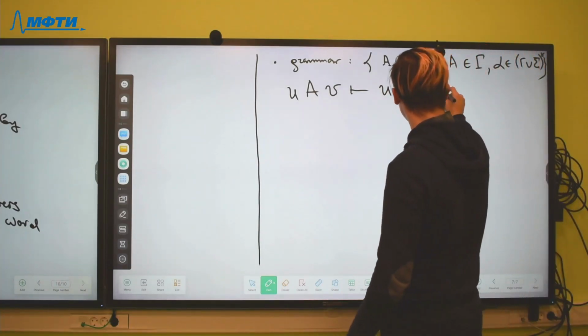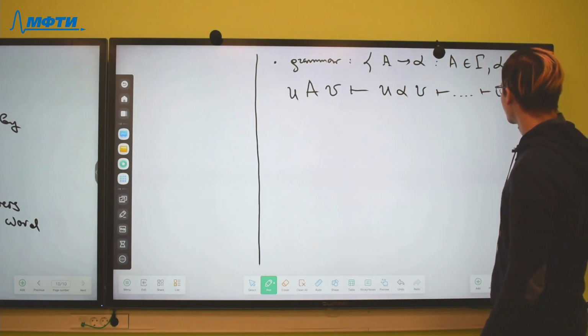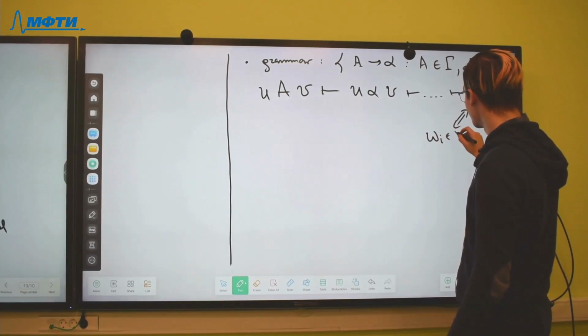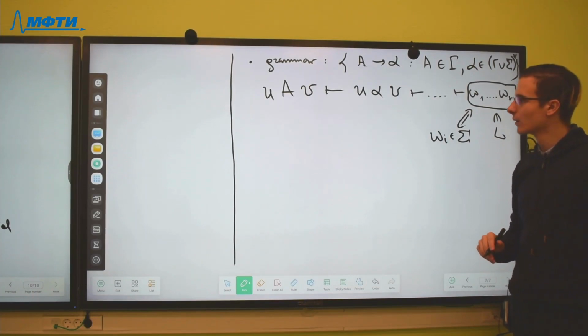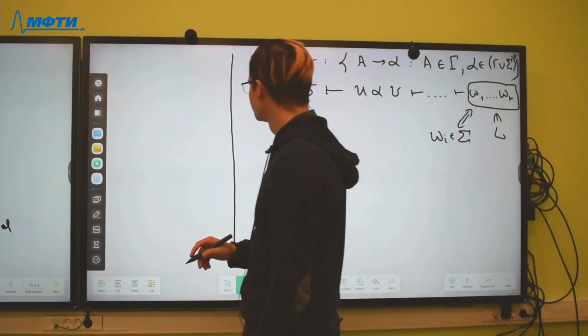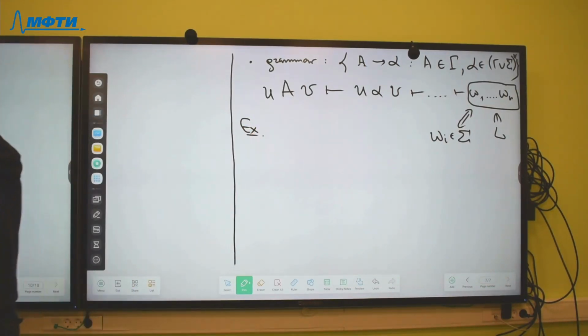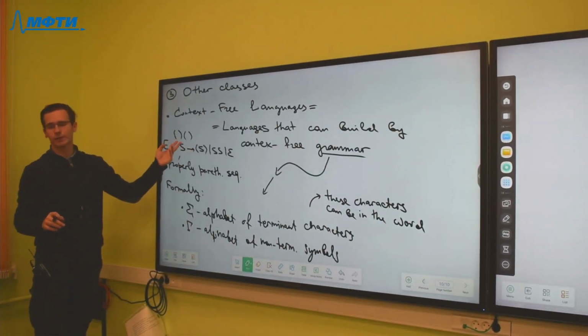And after some transitions, we get the word, and it is the word from L if all these characters are from the alphabet of terminant characters. For example, for this word, we can find the way to build it.